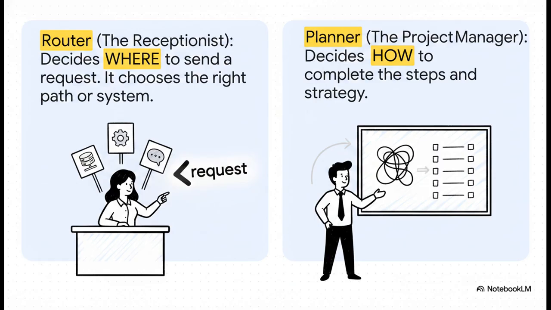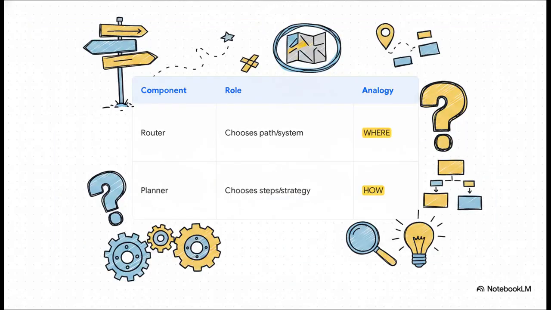Then you have the planner. The planner is the project manager. It takes that big, complex goal of yours and breaks it down into a super clear step-by-step plan. And this distinction seems simple, but it is incredibly powerful. The router figures out where the request needs to go. The planner figures out how the work is actually going to get done. This separation is frankly fundamental if you want to build any kind of scalable AI system.